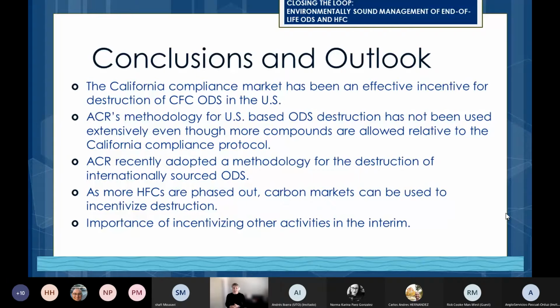ACR recently adopted a methodology for destruction of internationally sourced ODS, and another carbon offset registry, the Climate Action Reserve, has also recently adopted one that is specific to Mexico. As more HFCs are phased out, carbon markets can be used to incentivize their destruction once they are fully phased out. But in the interim, the carbon market can also be used to incentivize other important mitigation.